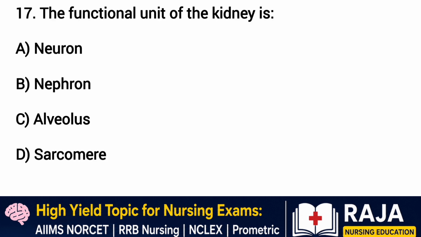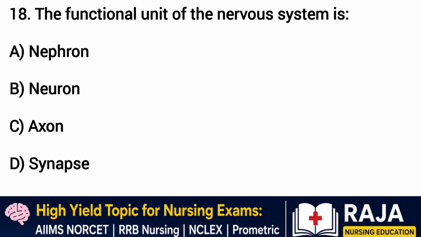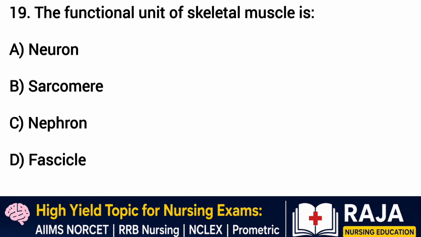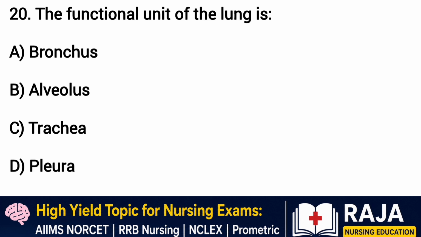The functional unit of the kidney is? The answer is B. Nephron. The functional unit of the nervous system is? The answer is B. Neuron. The functional unit of skeletal muscle is? The answer is B. Sarcomere. The functional unit of the lung is? The answer is B. Alveolus.